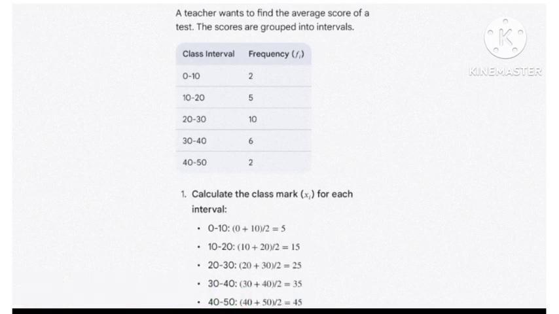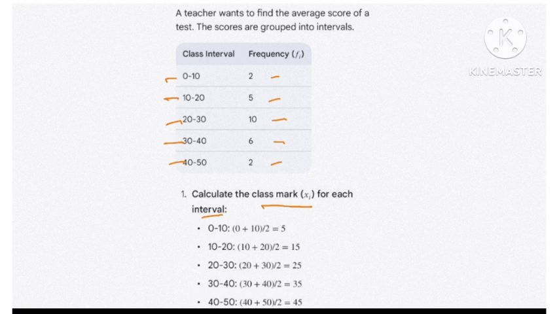Now the numerical is given as you can see here: a teacher wants to find the average score of a test. The scores are grouped into intervals. The class intervals are 0 to 10, 10 to 20, 20 to 30, 30 to 40 and 40 to 50, and fi is given as 2, 5, 10, 6 and 2. So the first step is to calculate the class mark for each interval.